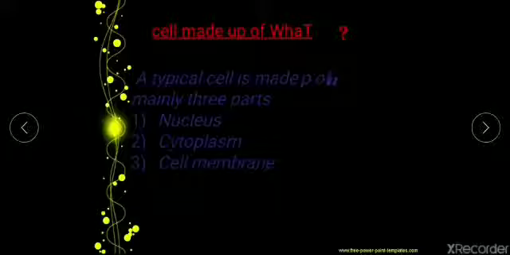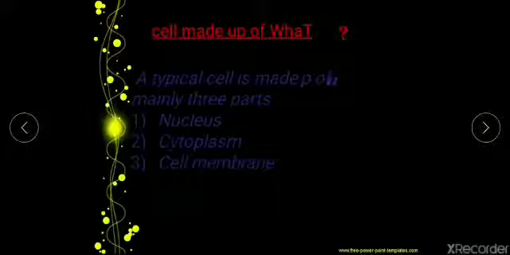Then after that, we discussed the types of cells, that is prokaryotic cell and eukaryotic cell. Apart from that, we discussed organisms based on the number of cells, like unicellular organisms and multicellular organisms. And we even discussed the difference between plant cell and animal cell.